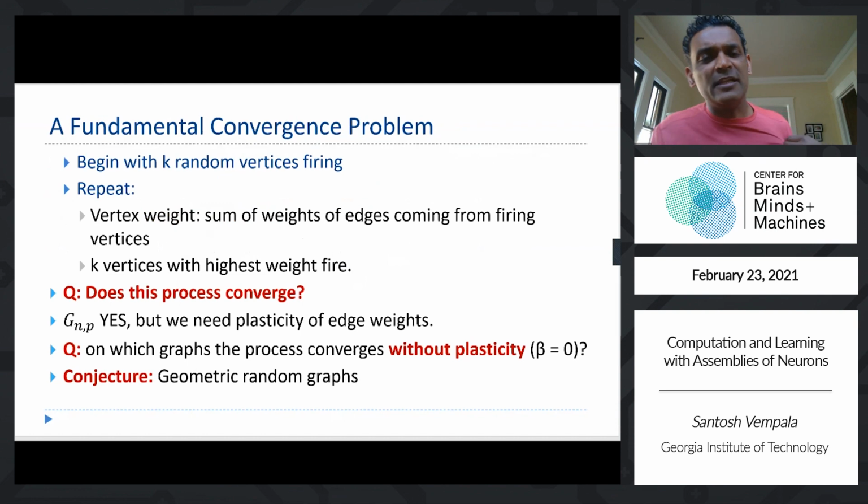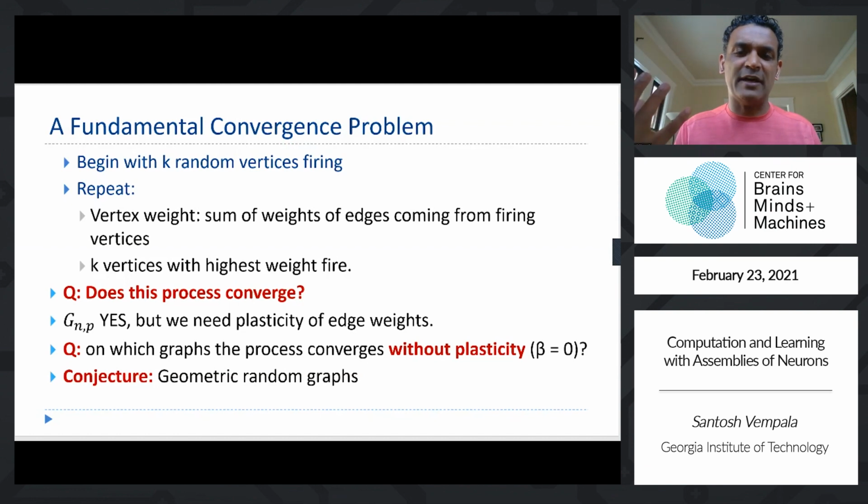And so to study this, we consider the following super simple process. You have a graph, there are K vertices firing. And now you sum up the weights of edges coming in, and now the top K fires. That's it, the same process we've talked about. But instead of GNP, in GNP we need plasticity. What about in other graphs? Maybe we take into account that the structure of the graph is not completely random.